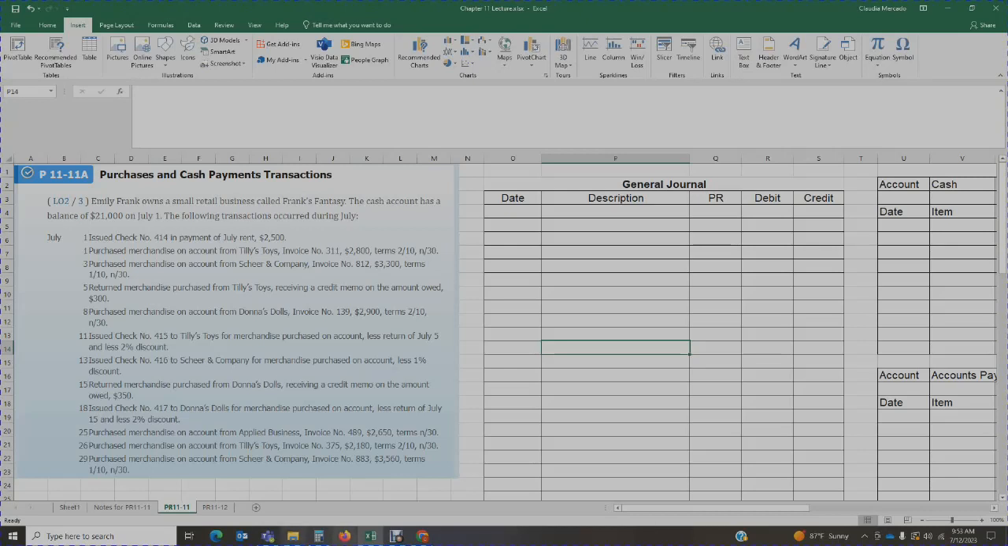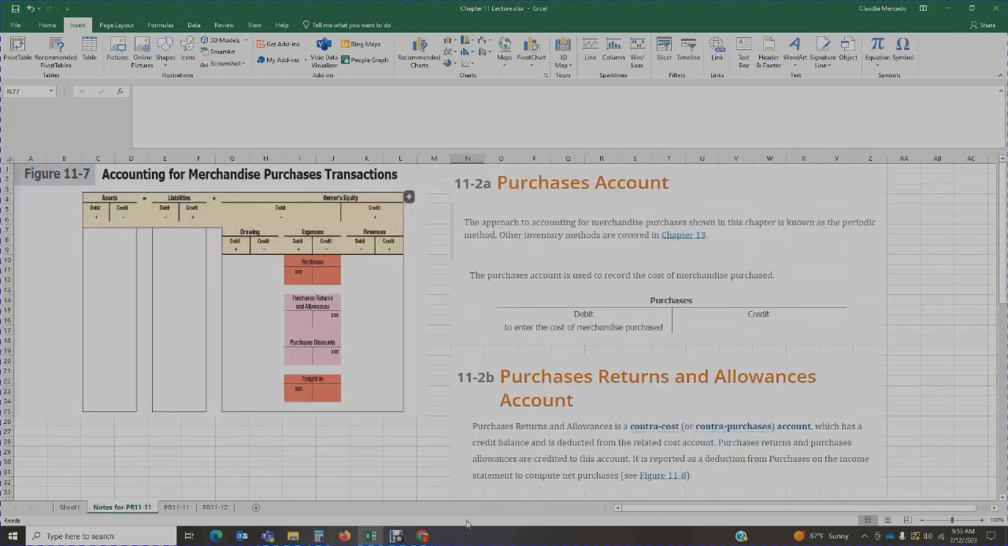Please pay attention. Now, before I begin with the actual problem, just some key information from the chapter. We have figure 11-7 here that deals with accounting for merchandise purchases transactions. All of our purchases transactions fall under the expense section. We have 4 new accounts. We've got purchases, returns and allowances, purchase discounts, and freight in.